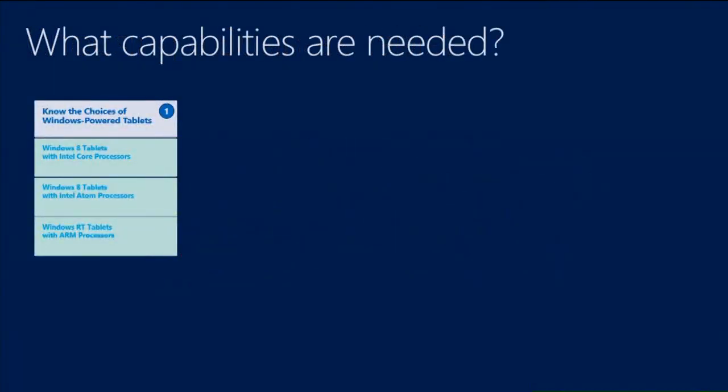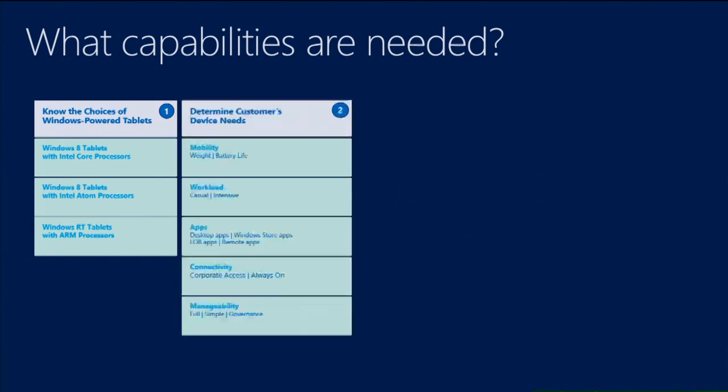So we talked about those, and yes, it'll be a little small on the screen, but we'll just walk through it. Then we need to talk about what capabilities you need from these devices. The categories that we like to break it down into are mobility, so we need to be concerned about the weight and the battery life of these machines. Workload, where we're primarily interested in whether you're running casual apps or whether you want a more intensive application workload running on these devices. The apps themselves: if you want to run desktop apps, Windows Store apps, line of business apps, or remote applications, depending on the answers to that, we may choose different devices.